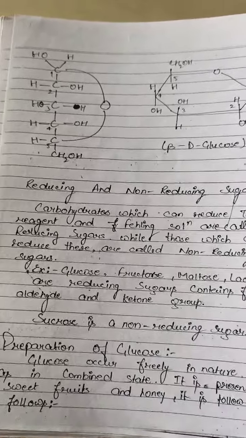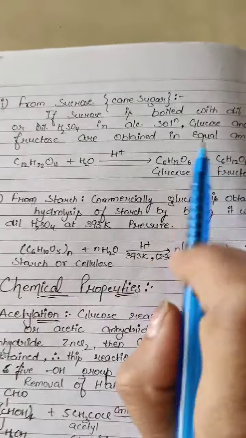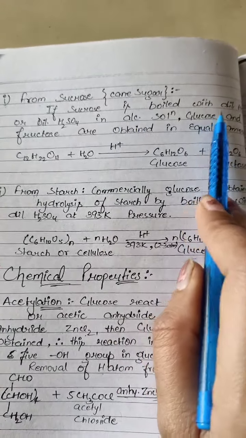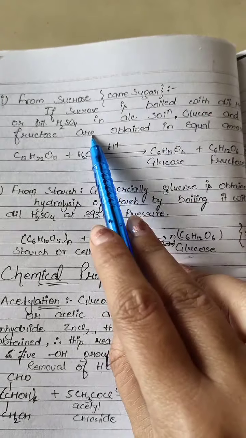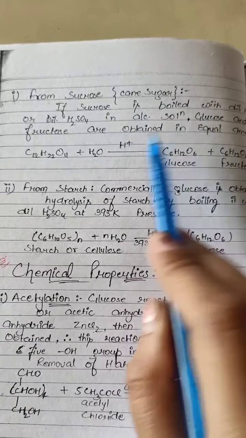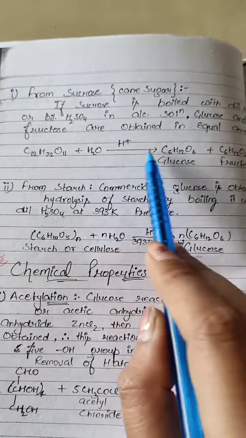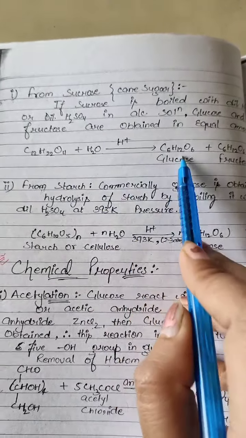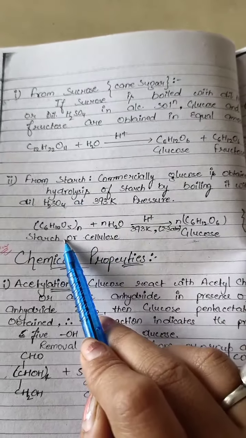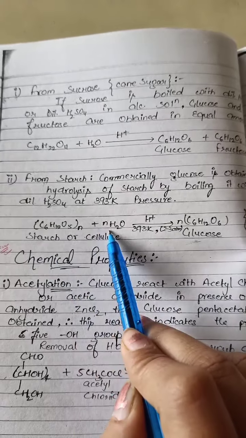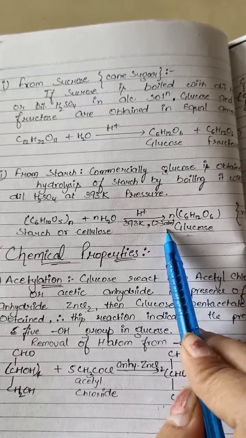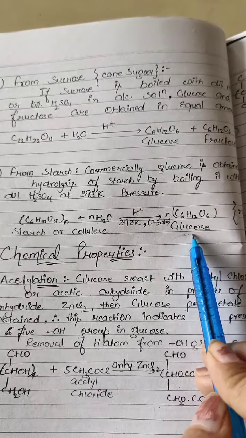What is glucose? So let's see here. From sucrose, cane sugar, what will happen? If sucrose is boiled with dilute HCl or H2SO4 in alcoholic solution, glucose and fructose are obtained in equal amounts. Sucrose reacts with water in the presence of hydrogen ions and forms glucose and fructose. From starch, what will we use? Here we are using starch. We have taken an amount of water. We are using 393 Kelvin with 2-3 atmospheric pressure and it forms glucose.